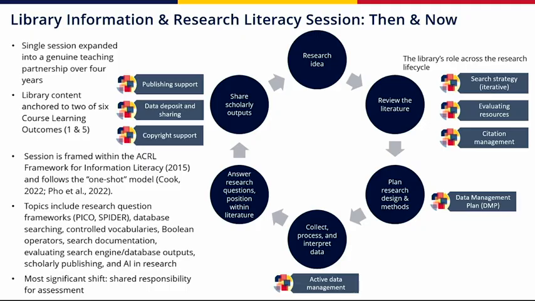The session also expanded to include documenting research processes for transparency and reproducibility, as well as the complexities of scholarly publishing, retractions, publication bias, preprints, and deceptive publishing practices. And of course, more recently, AI's role in the research process has entered the conversation. Throughout, our content aligns with the Association of College and Research Libraries Framework for Information Literacy, which positions students as active and responsible participants in the research process.